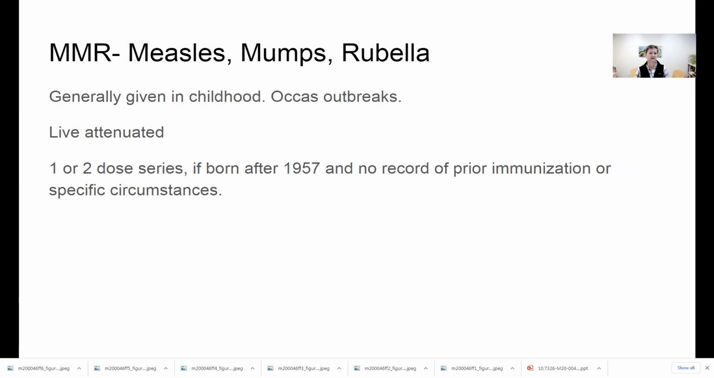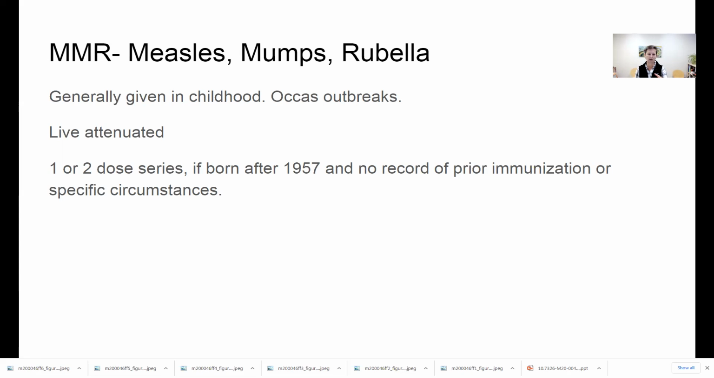Measles, mumps, and rubella. This is generally given in childhood, occasionally with outbreaks. A couple of years ago, there were a lot of questions around, should I get another one of these? That is not a current recommendation at all. This is a live attenuated vaccine. So if you are immunocompromised, or pregnant, which I don't think any of us on this call are, this is not the right vaccine. The other thing to think about is if you live with somebody who might be immunocompromised, you want to be really careful.